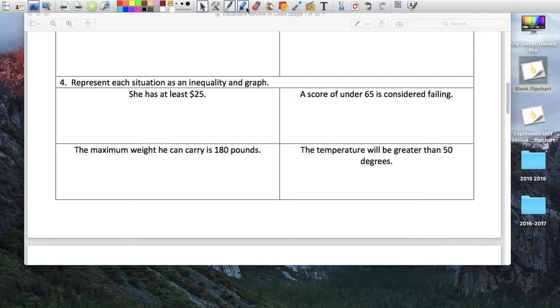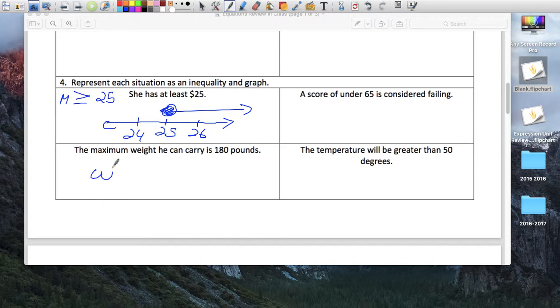4. She has at least 25 bucks, which means the smallest amount of money she has in her pocket is $25. So let's call this money, 25 over here. The relationship is that she has anything that's greater than or equal to 25. She can have 25 bucks. So 25, 26, 24. It's anything this way that she has. She could have 26, she could have 27, she could have $100. So all these numbers will make that inequality true, and we want to shade this because it's also equal.